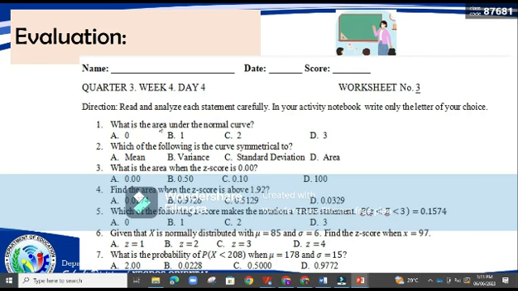Number 1, what is the area under the normal curve? But there are questions that don't need solutions, so you leave it there. Number 2, which of the following is the curve symmetrical to? A.